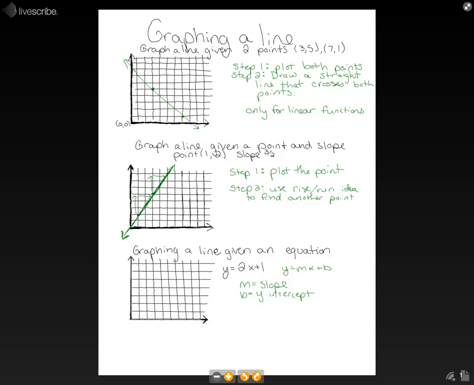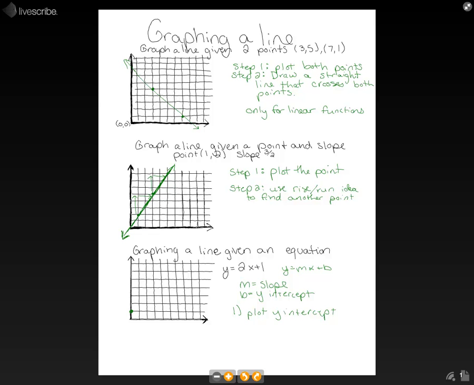And we can tell that b is our y-intercept because if x was equal to 0, if we were on the y-axis, all we'd have left is b. So our first step is to plot the y-intercept. So in our equation that's 1, so we have our point here.